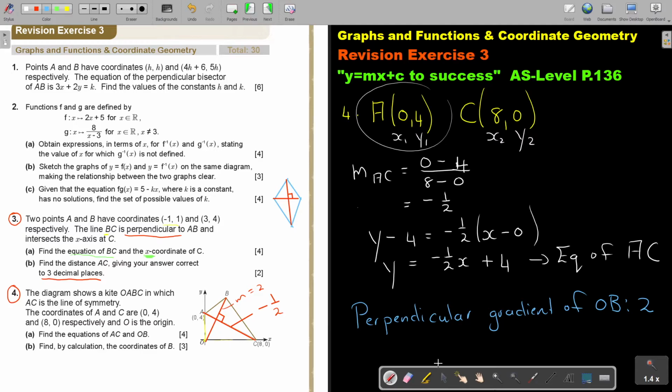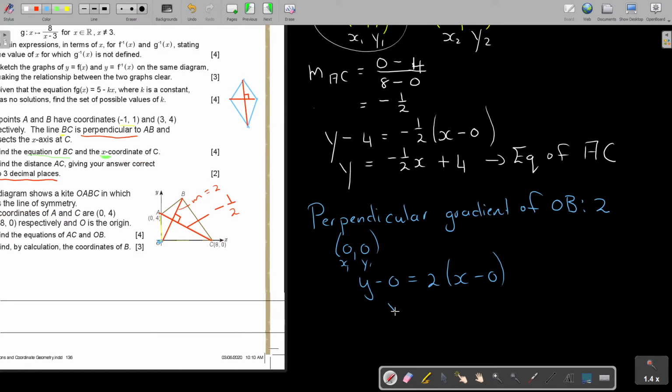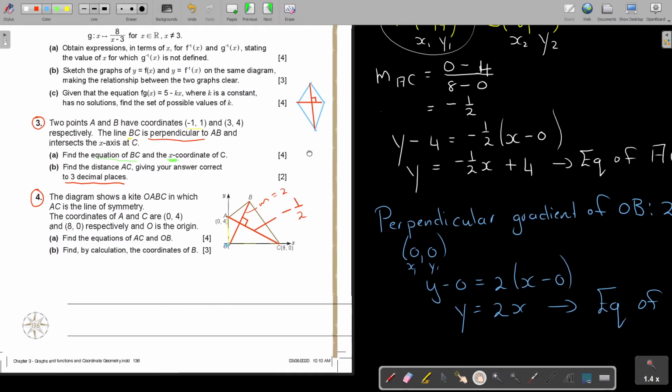Okay, and I think you can already see it's y equals 2x, but let me just show you. It's going through the point, the origin, 0, 0. So that's x, y, 1, 1. Then you can say y minus 0 equals 2 times x minus 0. I'm doing this just to explain it better. So y is equal to 2x, and that's the equation of OB. Okay. So I have OB and I have AC.